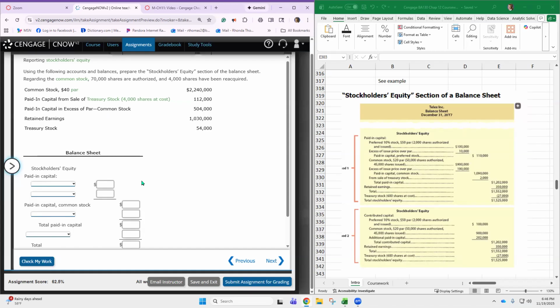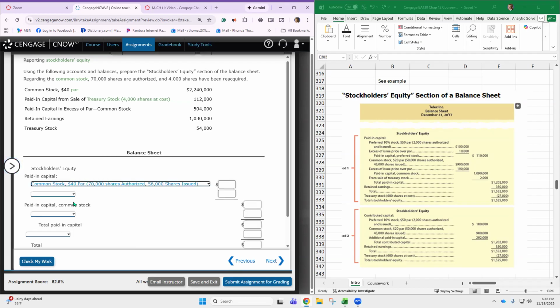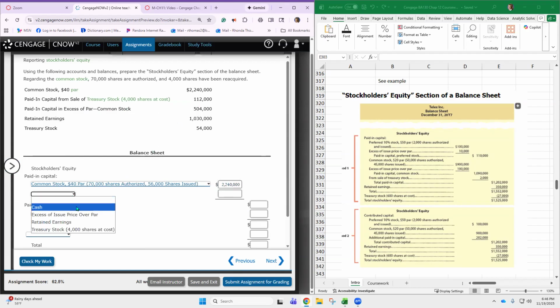All right. So we're going to put the common stock. We don't have any preferred. Don't list anything you don't have. We got 2,240,000 that goes here. And we're going to put its paid in capital in excess of par common stock. It's going to go with it. It's always going to go with it. It's like peanut butter and jelly. So we got 504,000 here. Now we just add those two together.